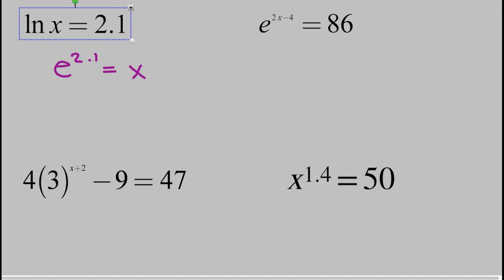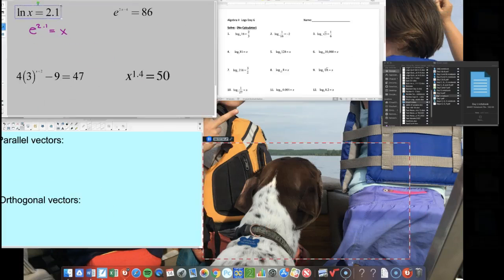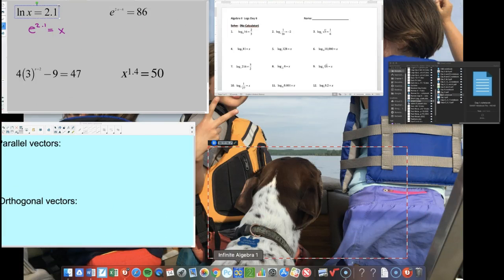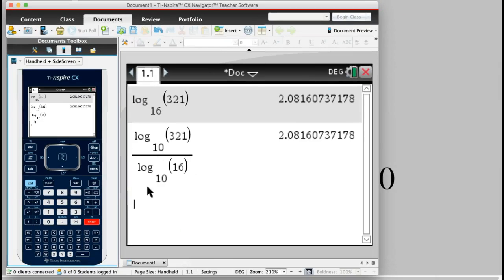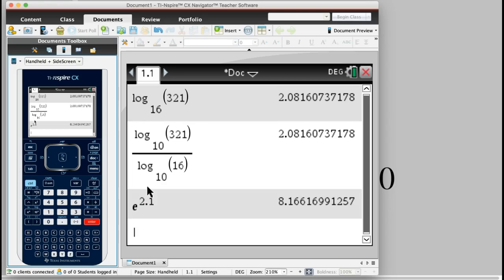Can you do e to the 2.1? Yep, there's a button on your calculator. It's actually the inverse natural log button. So if you find your natural log button, the e to the x button will probably be behind it or in front of it. And so you would type in e to the 2.1 on your calculator, and you'd be off and running. Let's see where it is on this calculator. It is right there, in front of the natural log. E to the 2.1, 8.17.